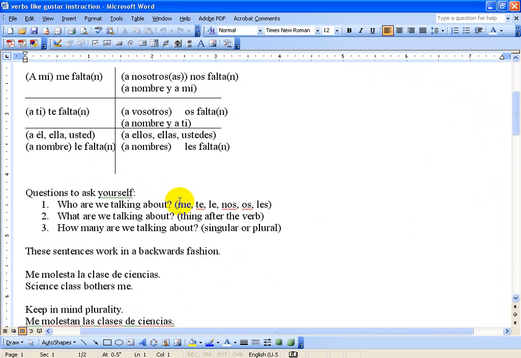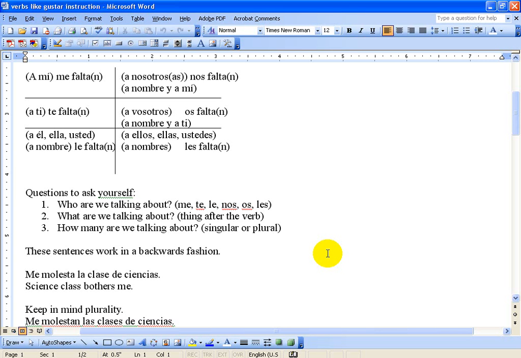So when using these verbs, there are some questions that you want to ask yourself. One, who are we talking about? Is it me, you, him or her, etc.? And then you're going to use those pronouns. Two, what are we talking about? The thing that comes after the verb. Is it the homework, the money, the homework assignments, the telephones? What is it that we're talking about? And then how many are we talking about, singular or plural? If you have all the answers to all these questions, you can make a correct sentence.